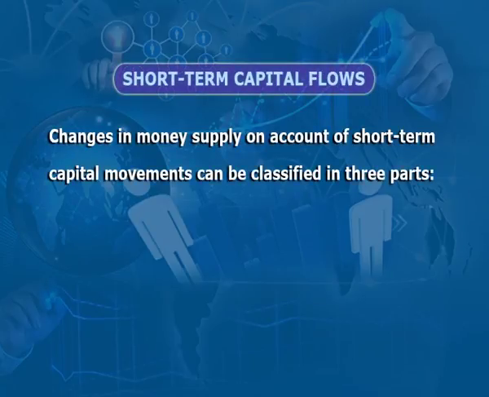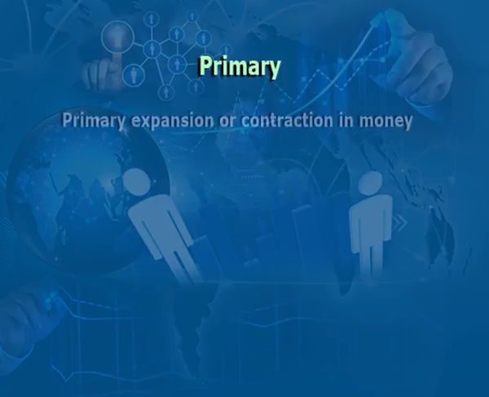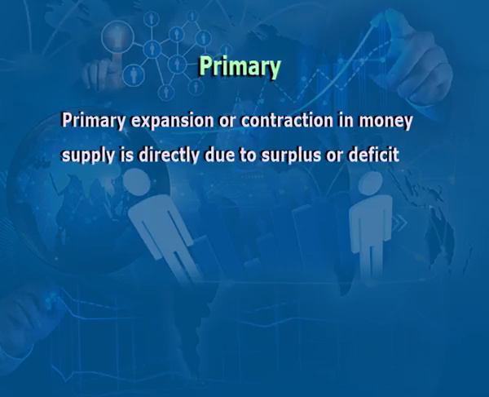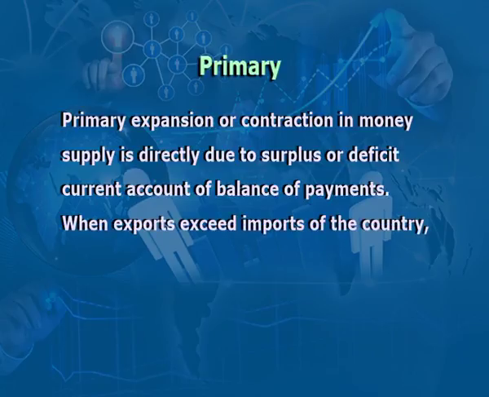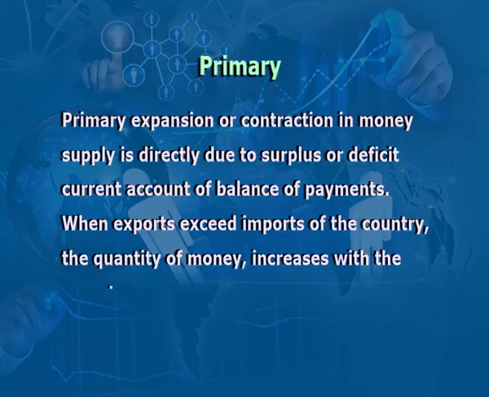Changes in money supply on account of short-term capital movements can be classified in three parts. Part number 1 being primary, part number 2 secondary, part number 3 tertiary. Primary expansion or contraction in money supply is directly due to surplus or deficit current account of balance of payments. When exports exceed imports of the country, the quantity of money increases with the exporters. On the contrary, when imports exceed exports, the quantity of money decreases with the importers because they are required to pay the exporters more than what they receive. As a result, the net supply of money declines.